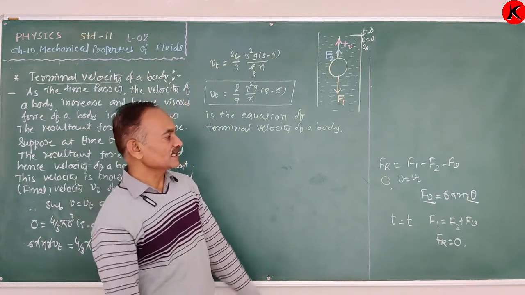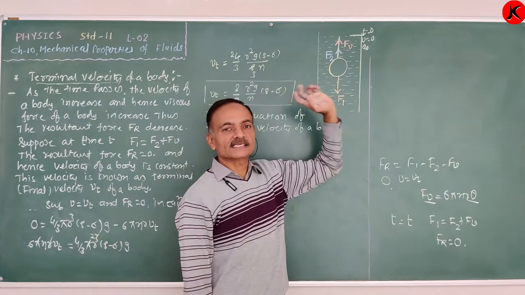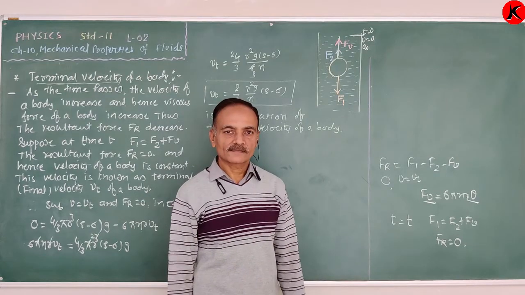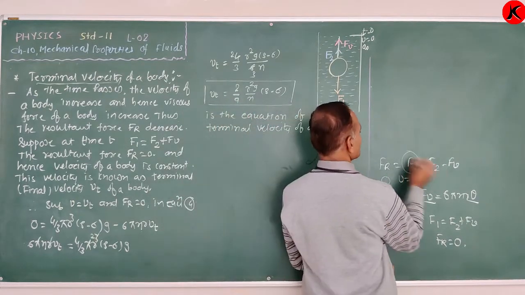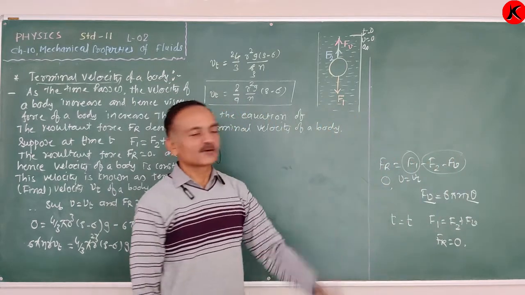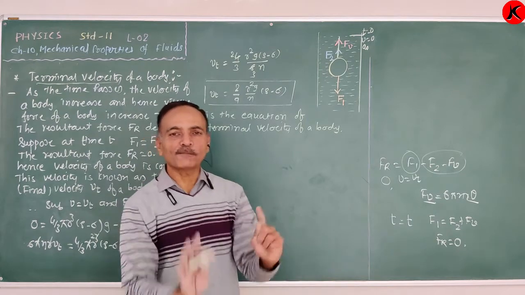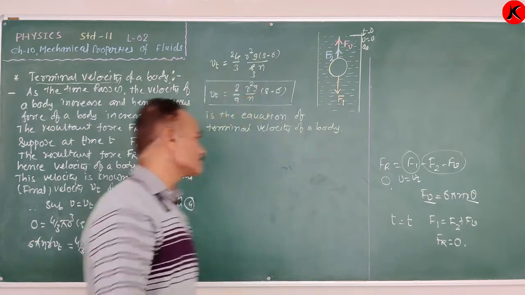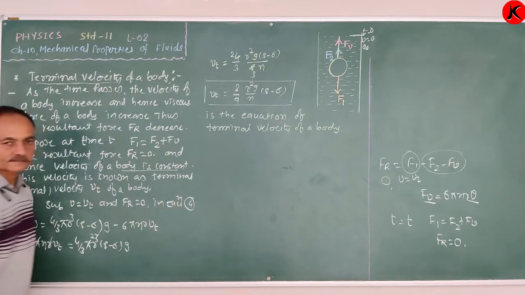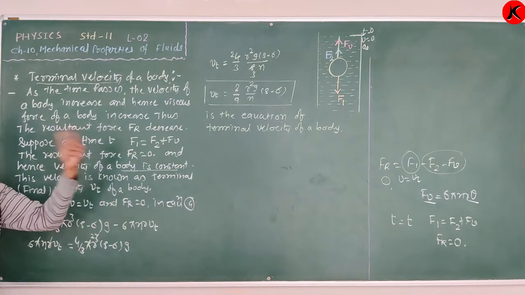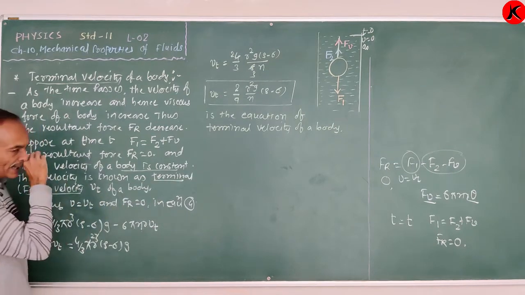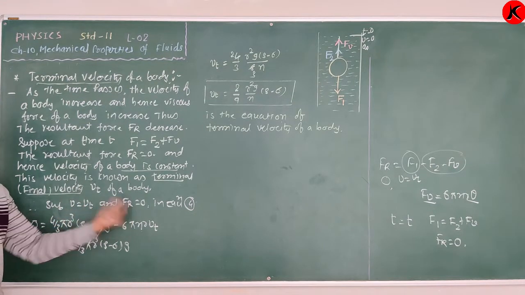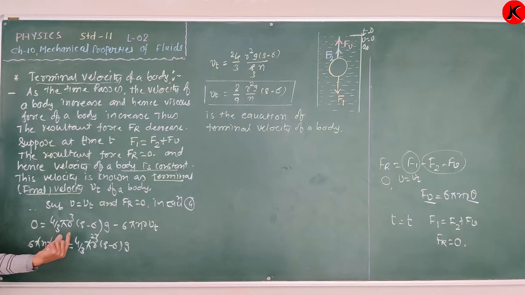Now the situation is that at some time t, the downward directional force and the upward directional force become the same. So this force and this force become equal. Therefore the resultant force becomes 0. When the resultant force becomes 0, according to Newton's first law, the velocity of the body becomes constant. Right? And this velocity is known as the terminal velocity or the final velocity. To obtain the equation of the final velocity, we substitute V equal to Vt and Fr equal to 0 in our equation of the resultant force.